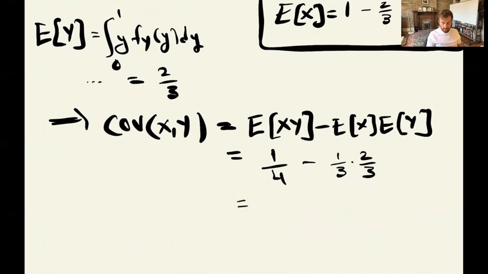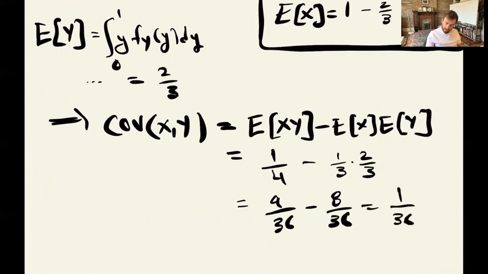Let's make this all over 36. So 9 over 36 minus 8 over 36. That's right, 9 times 4, good, yep. That gives 1 over 36. So there's actually some positive correlation between X and Y when we know that the joint density function looks like this upper triangle.